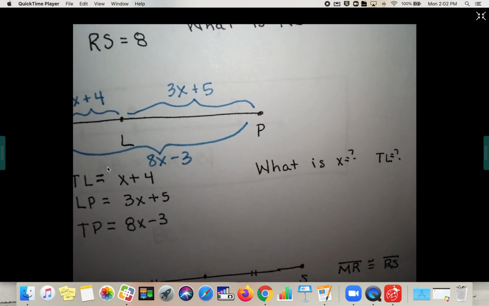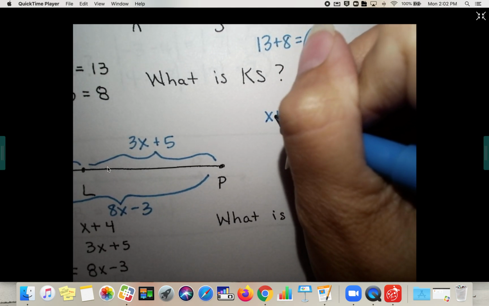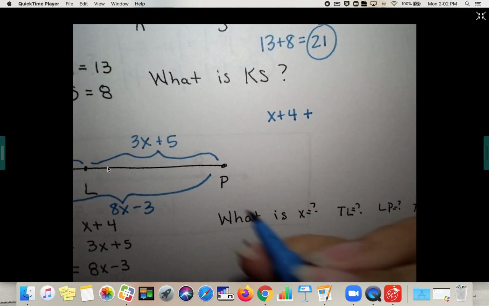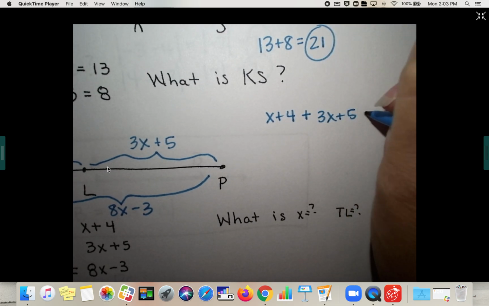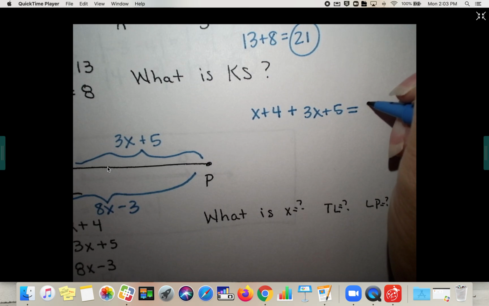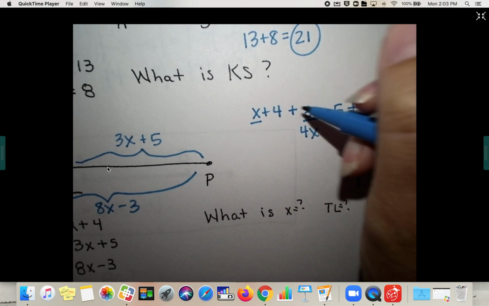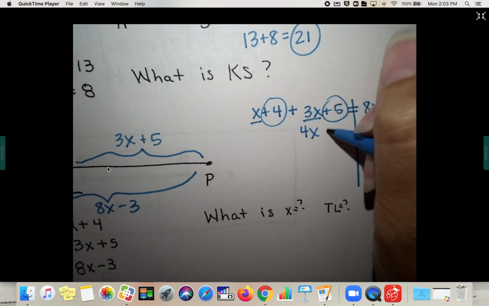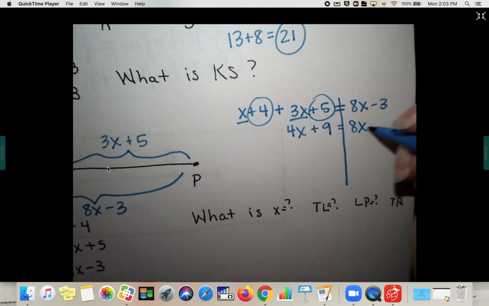So x plus 4, I think I gave you a little room over here. X plus 4 plus 3x plus 5 would equal the whole thing, which was 8x minus 3. All right, let's do some algebra. X plus 3x is 4x. 4 plus 5 is 9, positive 9. Okay, let's just bring the other side down.